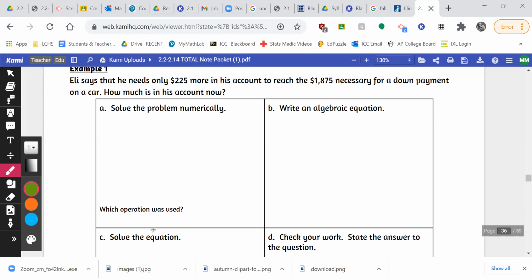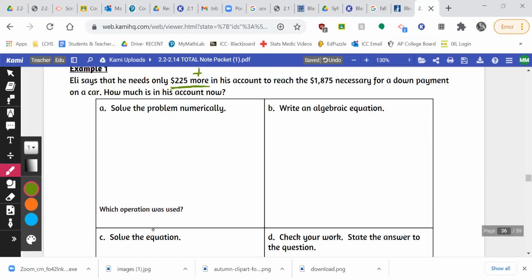Okay, so for this one, it says Eli says that he needs only $225 more in his account. When we look at this problem, more implies addition. To reach $1,875 necessary for a down payment on a car. How much is in his account? I'm going to have us write a little bit more than we usually would need to for these ones, just so that we have the right thought process going into these.